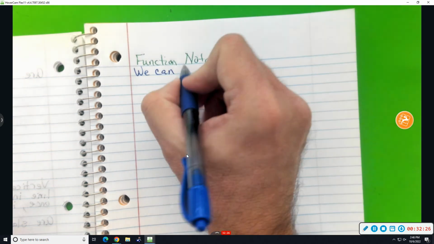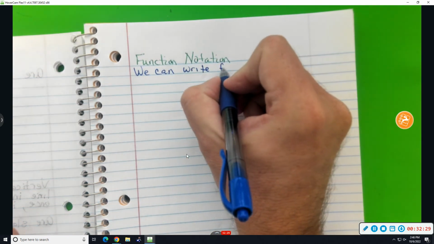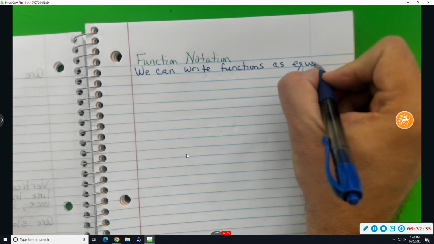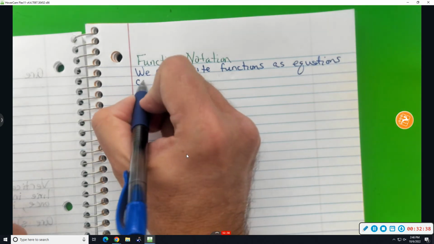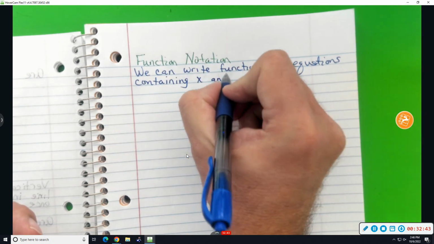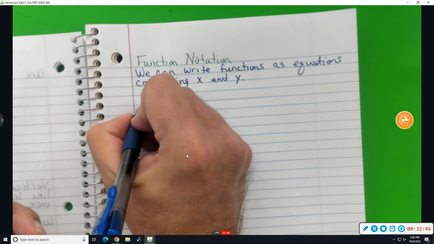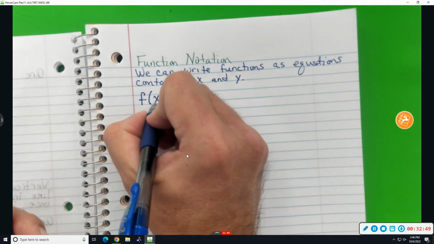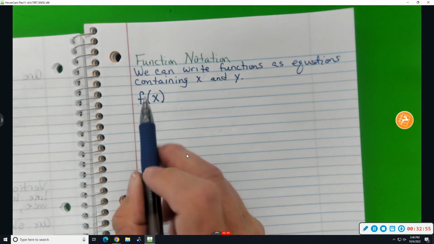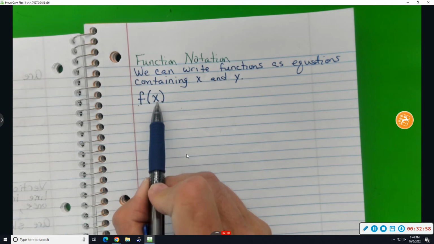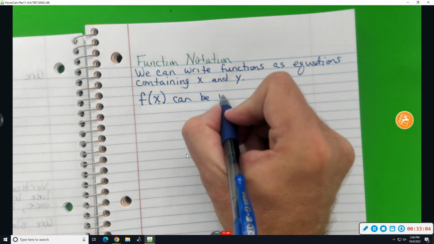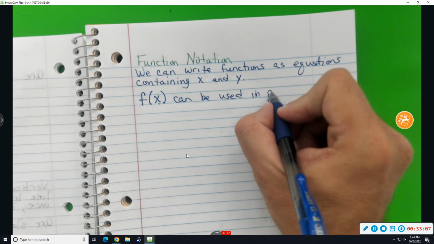We can write functions as equations containing x and y. This is going to look like f, parentheses, x. You don't read it as times. It stands for function of x. That notation can be used in place of the letter y.